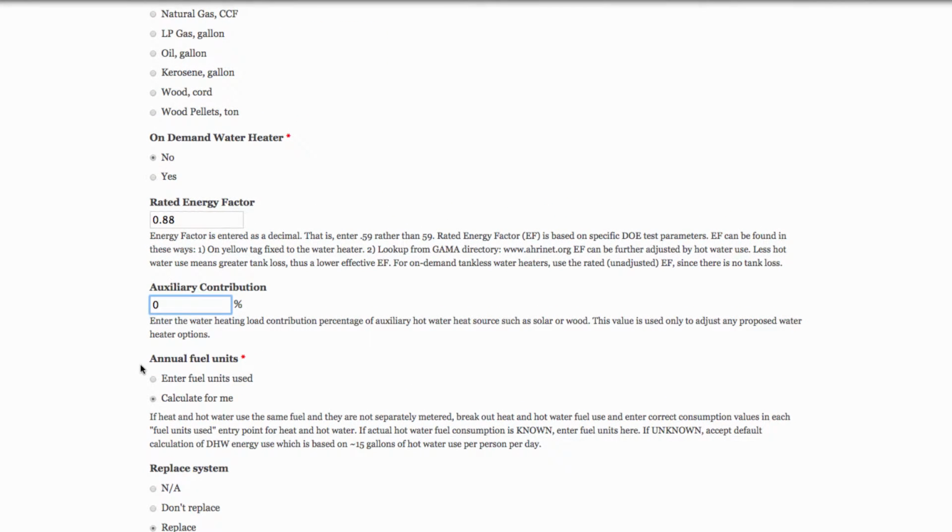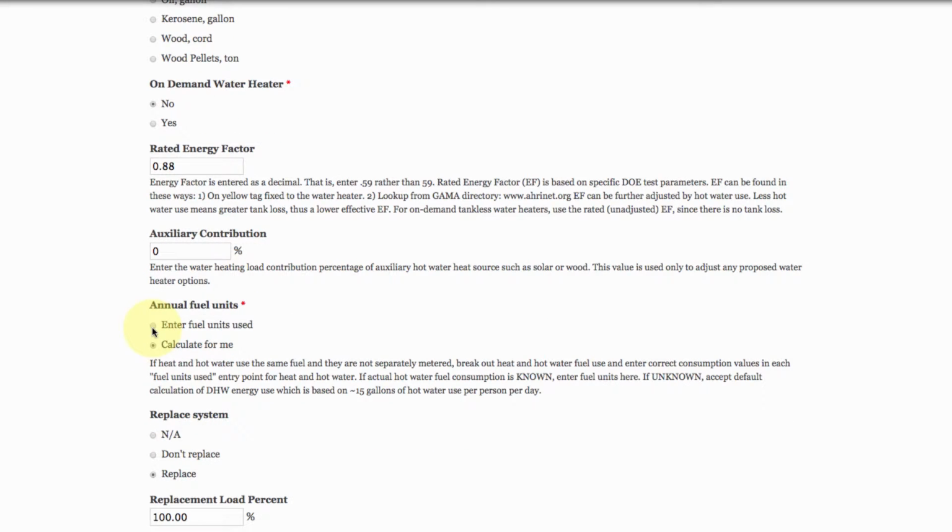To determine the annual fuel units used, meaning gallons of propane or therms of gas or kilowatt hours of hot water, you have a choice. You can either enter the fuel units, and this would be used if you've done your own disaggregation of hot water end uses and come up with a fuel units estimate on your own. Otherwise, EUSAVE will calculate that figure for you. If you choose to enter your own fuel units, simply overwrite what the tool has already calculated. The Calculate For Me feature uses building occupancy and the energy factor to make an estimation of hot water energy used.